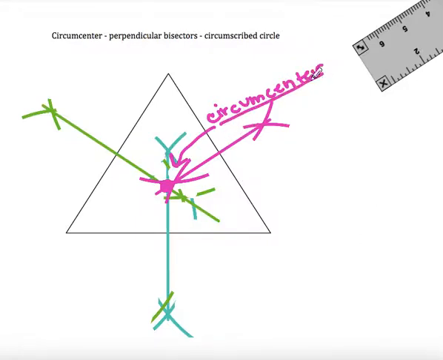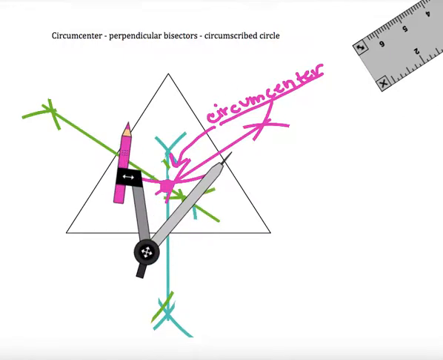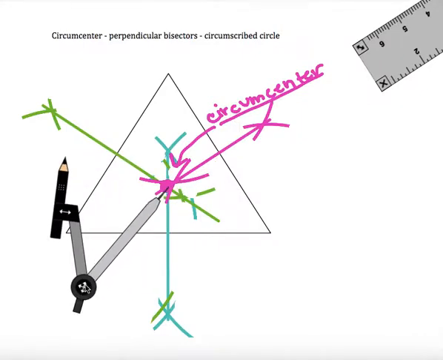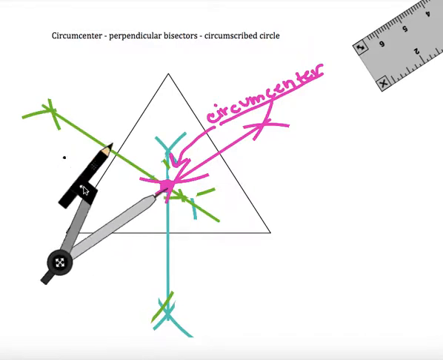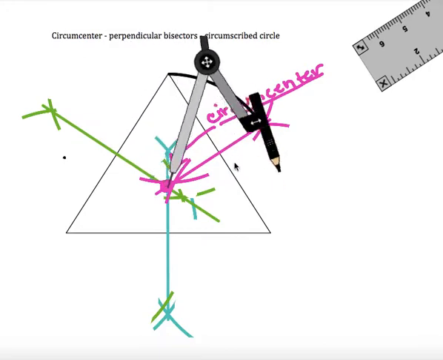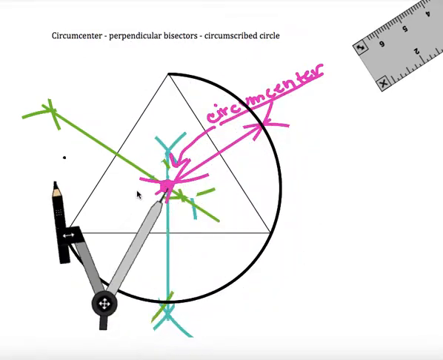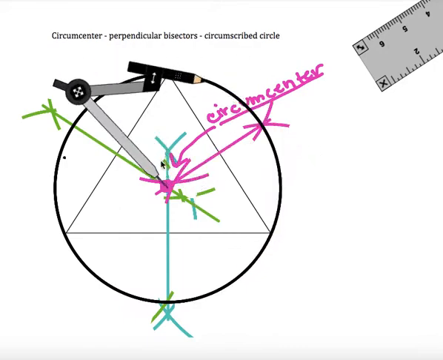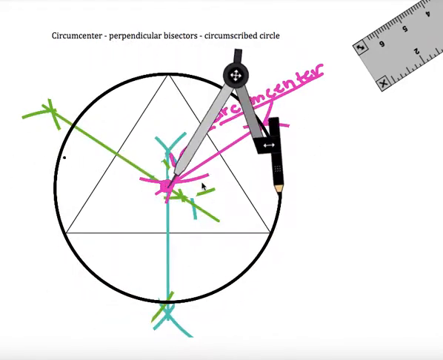So the significance of this point in the middle, the circumcenter, is that it is the center of the circumscribed circle. So to draw that circle, what we're going to do is we're going to put our compass point on that circumcenter, that point where all those lines crossed. And then I'm going to put my pencil on one of the vertices of that triangle. And then if you draw that circle with that same length, notice that it hits all of the vertices.